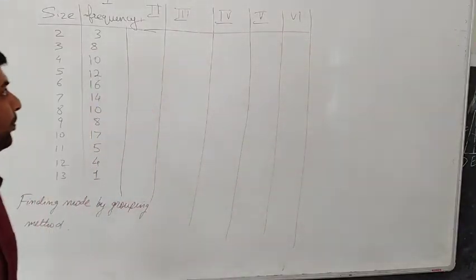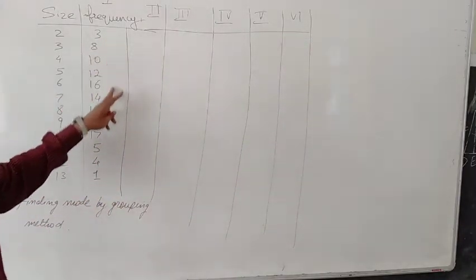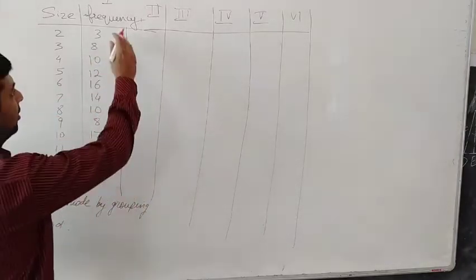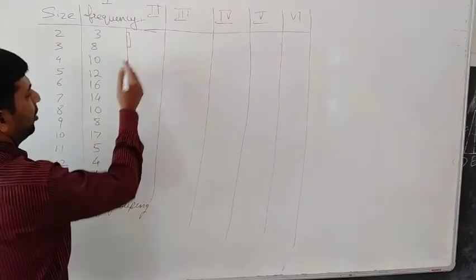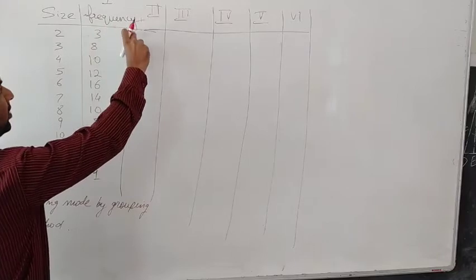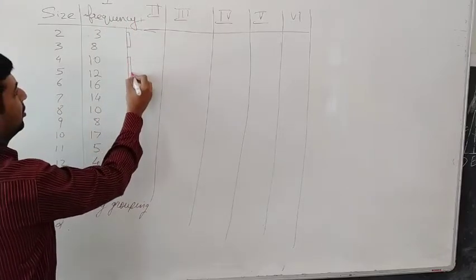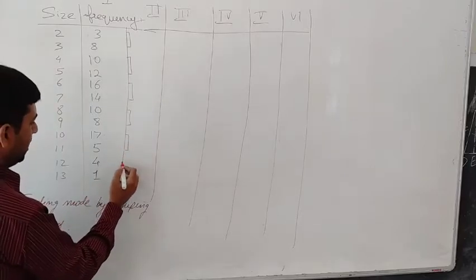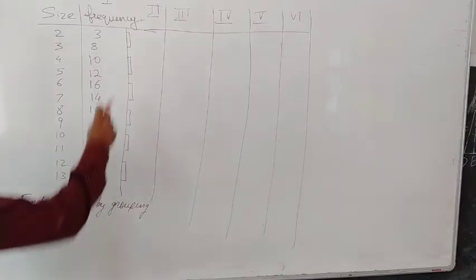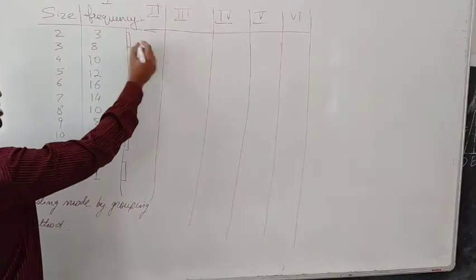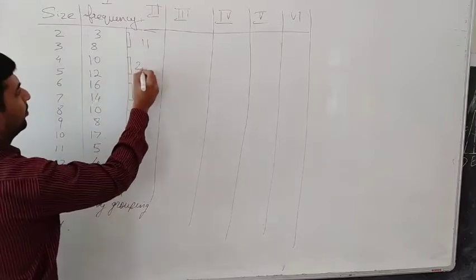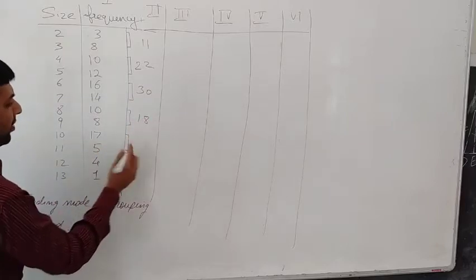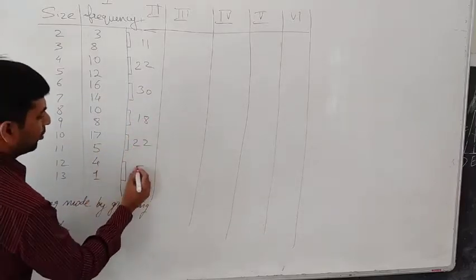Now, what are we supposed to do? First of all, here we'll be grouping these frequencies. We are going to make the first group of 2 every time. So 2 frequencies will be added here, then again 2 will be added, again 2, again 2, again 2, like this. Now we will be putting the total of these values over here. 8 and 3 will be 11, 10 and 12 will be 22, 16 and 14 will be 30. This will be 18, 17 and 5 is going to be 22, 4 and 1 is going to be 5.